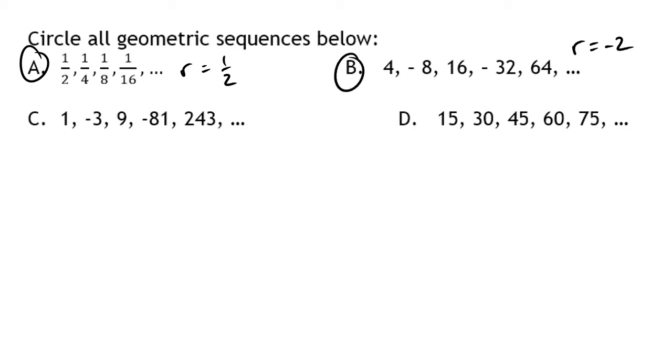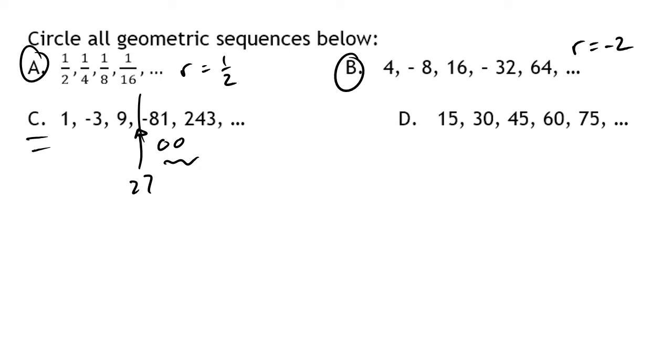Number C, let's see, 1 times 3 is 3, 3 times 3 is 9. 9 times 3 is not 81, right? 9 times 3 would be 27. So something happens in here, right? So this is not geometric. And all I have to do is specify that there's not a common ratio here. Although the first 3 terms were hopeful, we can see that fell apart.